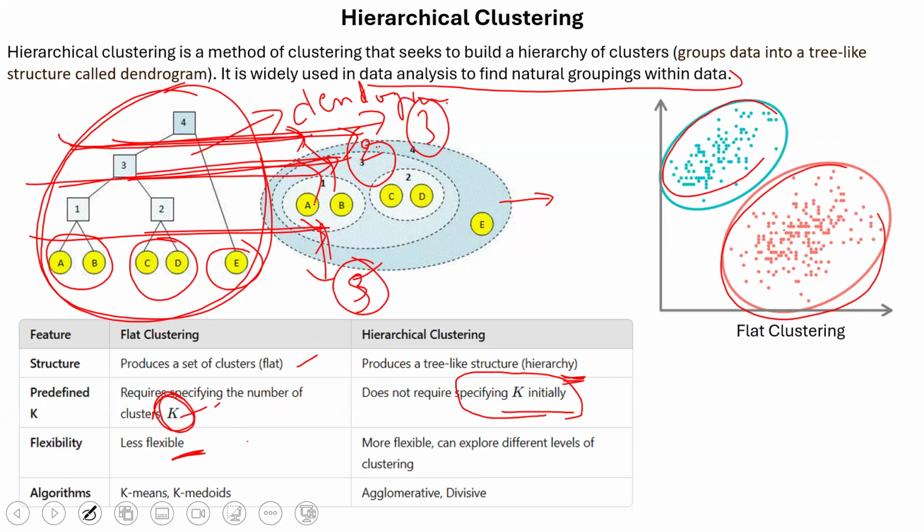Examples of flat clustering algorithms: we have studied k-means, and k-medoids is also similar to k-means. In hierarchical clustering, you will study agglomerative hierarchical clustering and divisive hierarchical clustering, and you will understand what they are shortly. So that is the difference between flat clustering algorithms and hierarchical clustering algorithms.